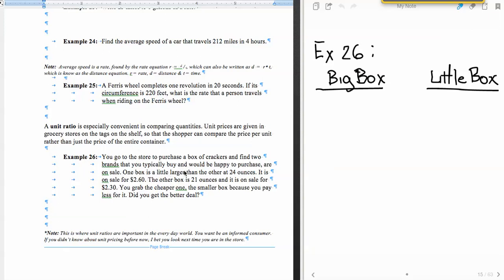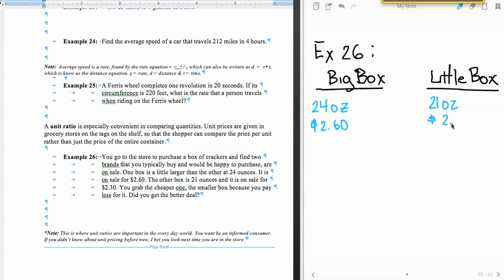One box is a little larger than the other at 24 ounces. So we have a 24-ounce box, which is the big one. So we'll write that down here. And it's on sale for $2.60. So we'll write the $2.60 here as well. And then the other box, it's a little smaller, right? It's 21 ounces, and it's on sale as well. And it's on sale for $2.30.